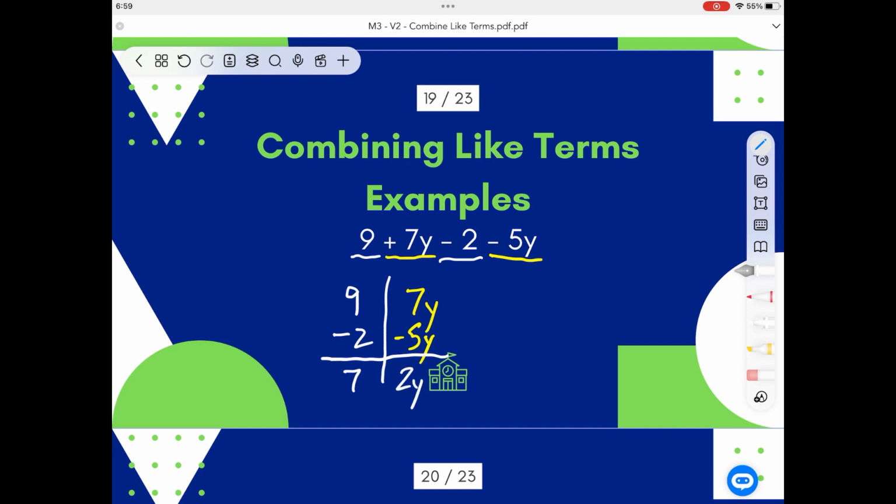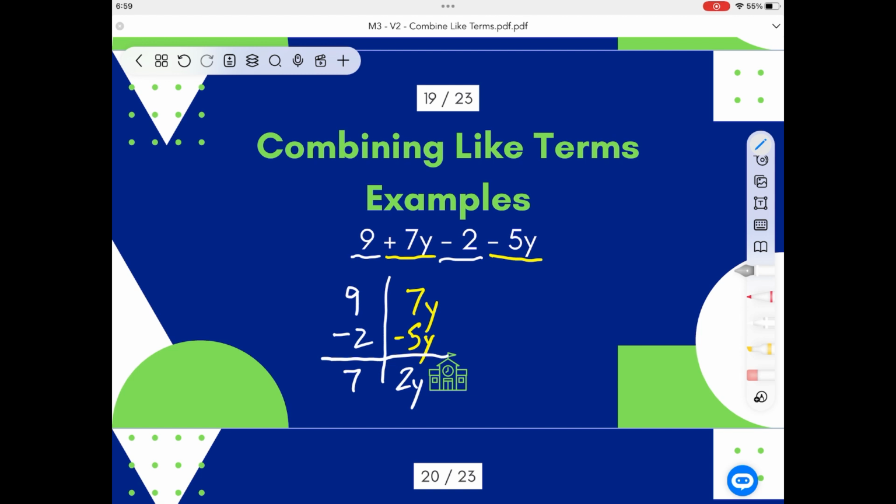And notice the y part stays the way it is. The variable part never changes when you're combining like terms. I would never say y minus y is just a constant. Okay, 7y minus 5y. That's not just 2. That's going to be 2y.